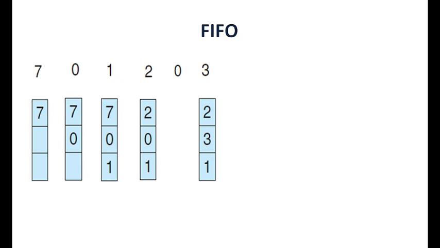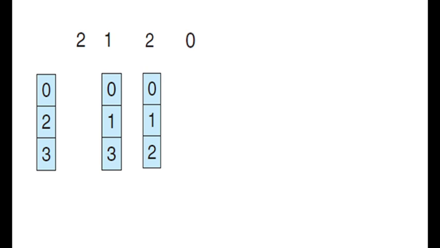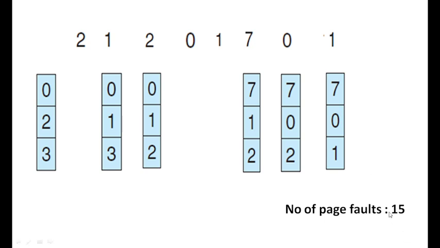So every page fault has to be counted, and finally we have to mention the total number of page faults generated out of this algorithm. If you continue to refer and replace pages, it would have resulted in 15 page faults. So as per the FIFO algorithm, for the given problem, we got 15 page faults.